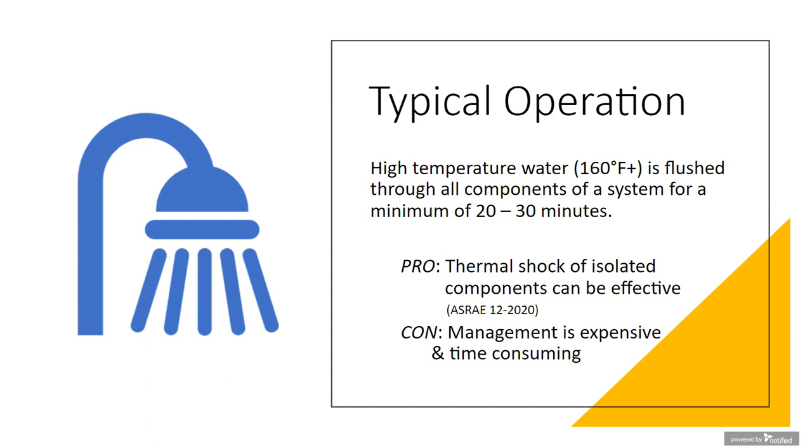So in the simplest terms, the thermal disinfection process is basically sending very high temperature water, over 160 degrees Fahrenheit, flushing it through all the components of a system for a minimum of 20 to 30 minutes. When I say flushing through all the components of a system, I'm including the actual fixtures. Now, I have seen some things by CDC where they talk about just a 5-minute flush, but the preponderance of information that I've read recently discusses 20 to 30 minutes as the amount of time to flush through the system.